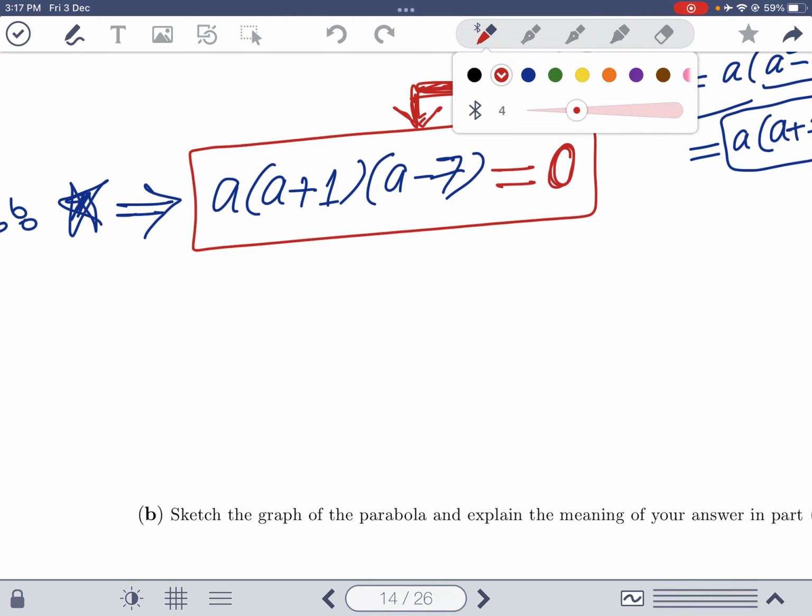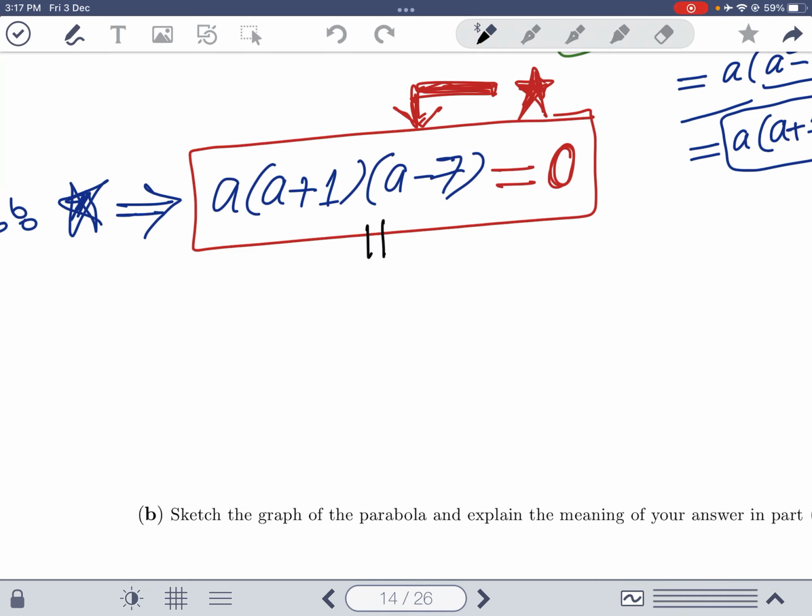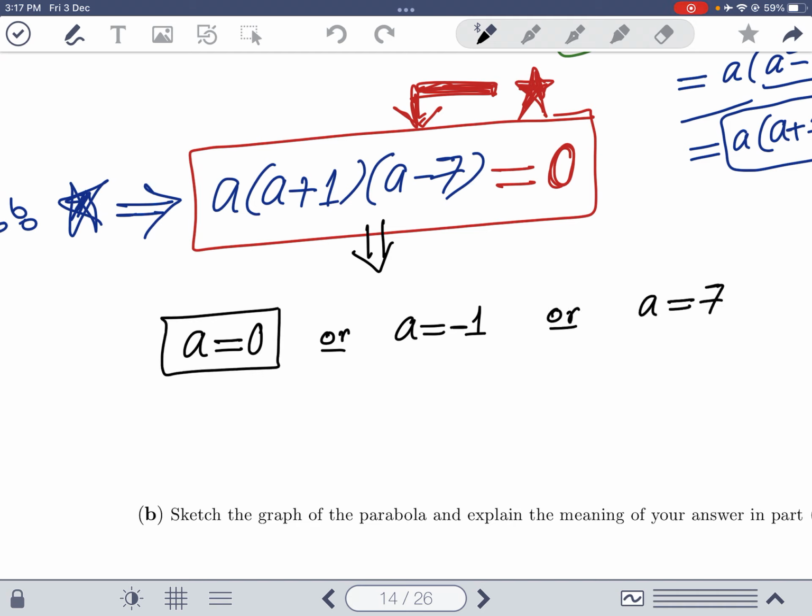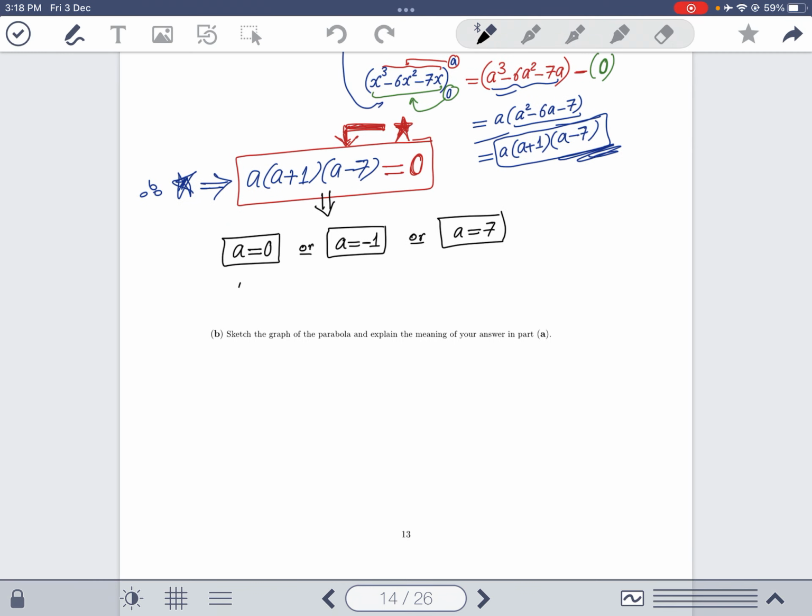Okay, so if the product of three things equals 0, implies one of them must be 0. So either a is 0, or a is -1, or a is 7. So 0, -1, 7. Those are my answers.